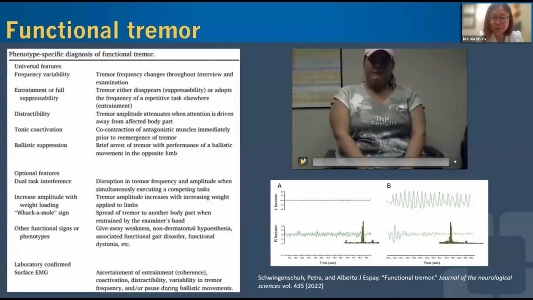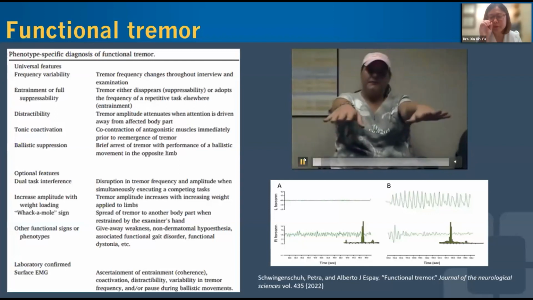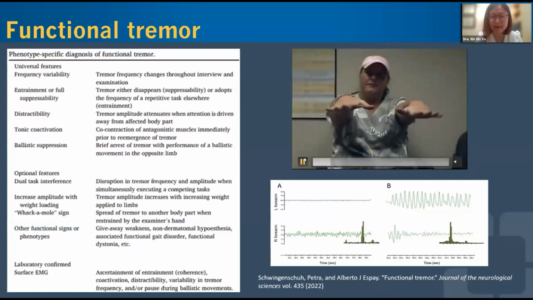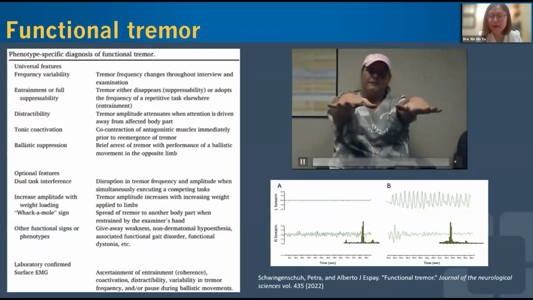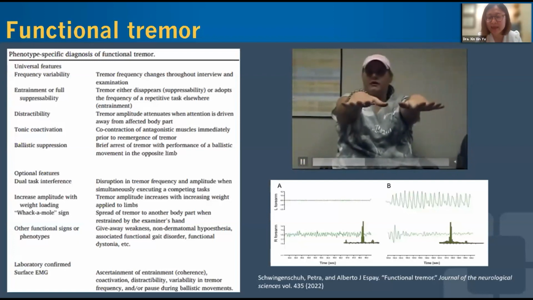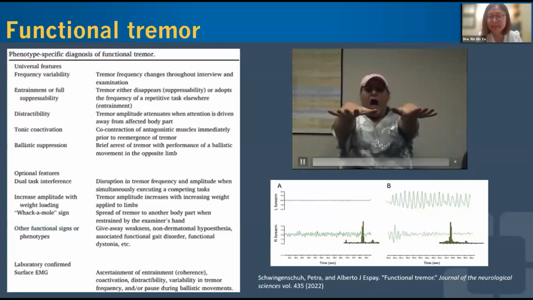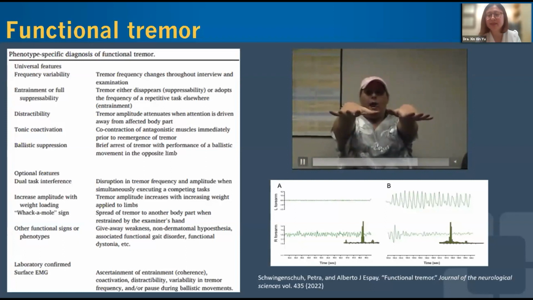So in this video, several features are demonstrated here, including variability of the tremor frequency and amplitude. And you will also see that the tremor disappears with tongue movement as a distraction technique. Some of these core features can be confirmed using electrophysiologic tools.